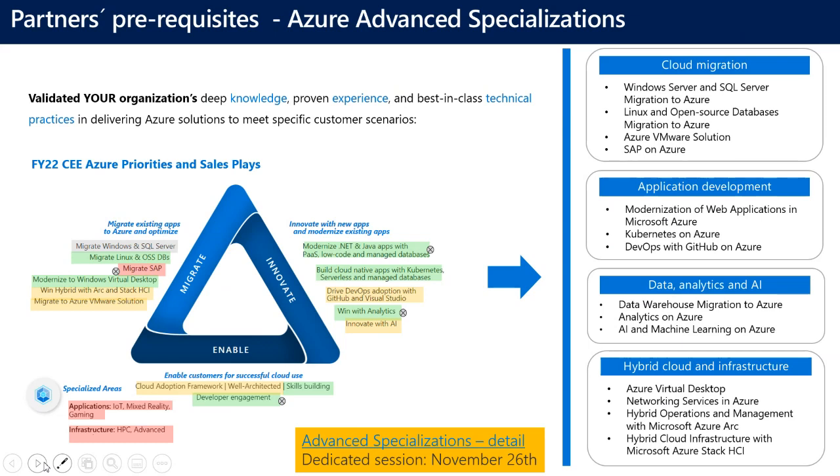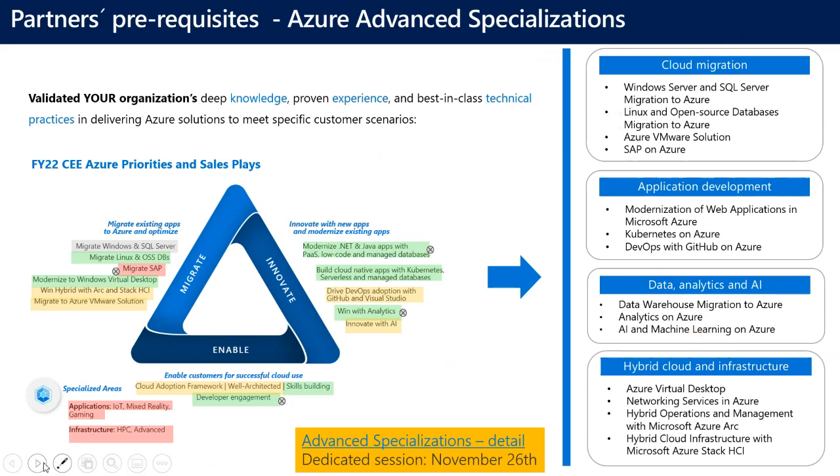What is the Microsoft Azure Advanced Specialization? We use it as a validation brand, proof that you have deep knowledge, proven experience, and best-in-class technical expertise in a specific area. This is not based on perception, but on deep knowledge and independent validation via a third-party audit agency. I'm back to this Azure triangle, because when we were discussing it, you could see that for all the sales plays we have a dedicated advanced specialization. From the start of this fiscal year, our capacity building, partner skilling programs, and partner expert validation are tightly connected with these priorities.